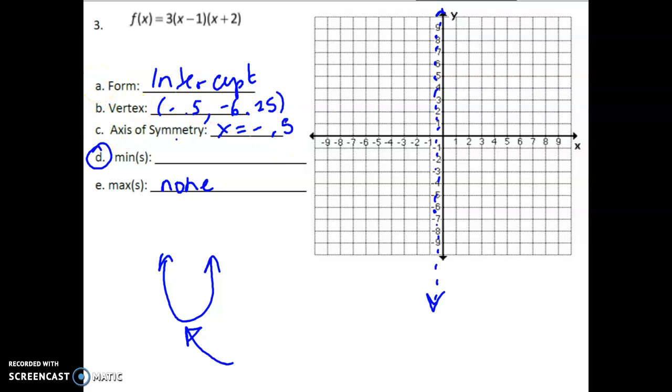And we already said this one is a minimum. So my minimum occurs at the point -0.5, -6.25, and there is no maximum because this is going to go up forever in both directions.